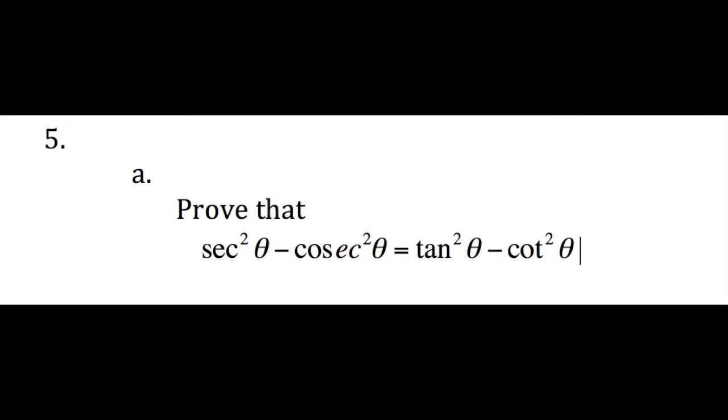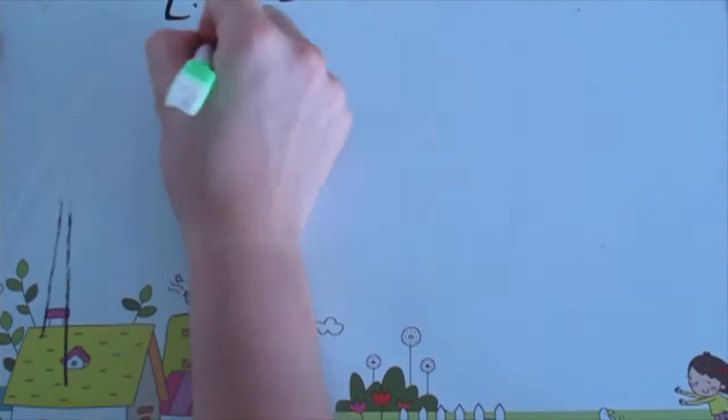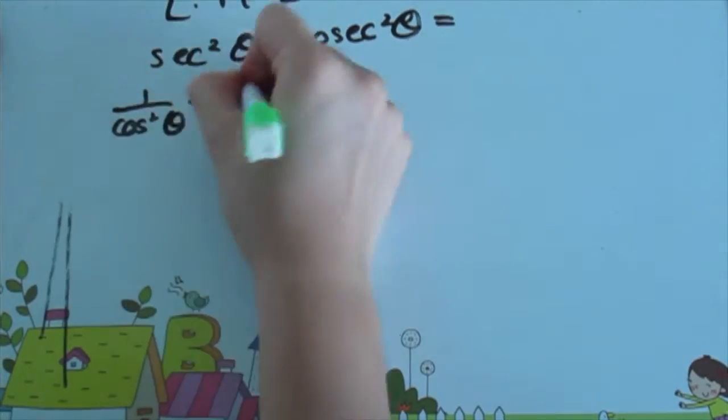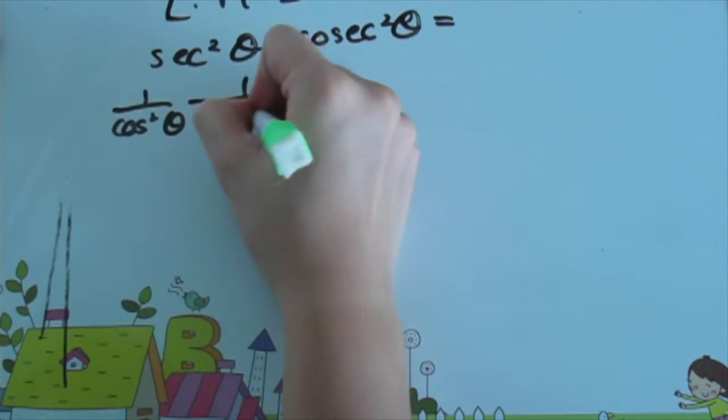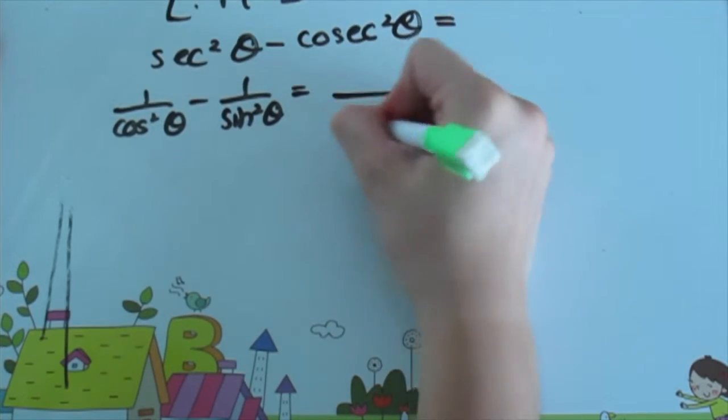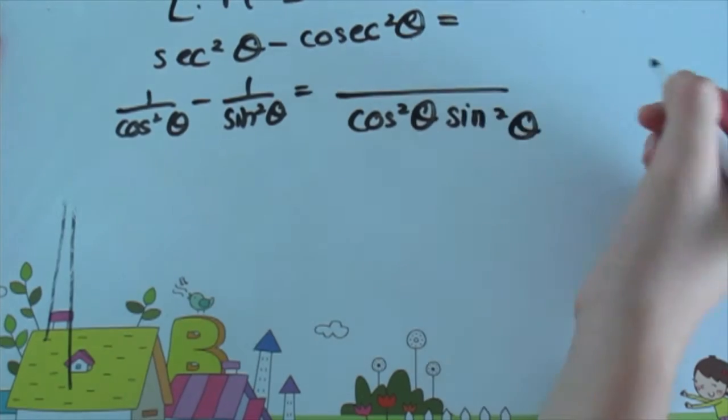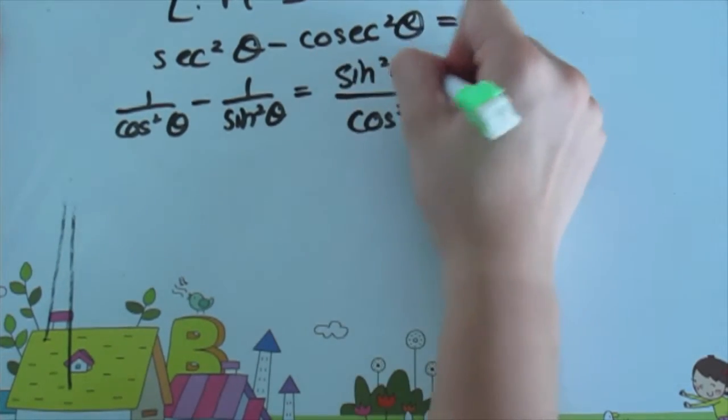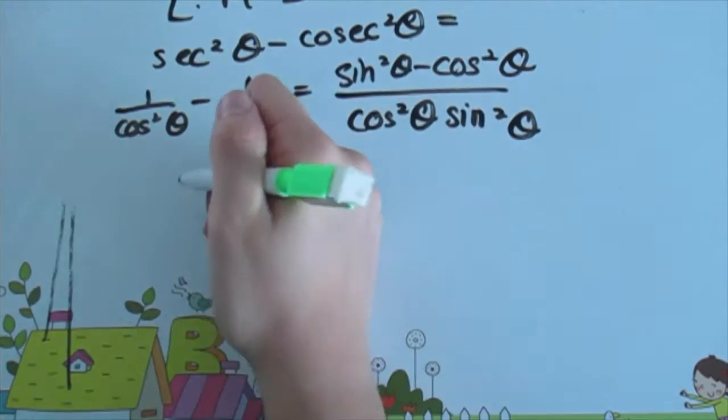This is the next question I'm going to talk about, which is also a proof question. We can begin by first breaking down the left-hand side by writing it out and transforming the secants and the cosecants into cosine and sine squared theta. Then, like any other subtraction, we make it a common denominator and expand out with the numerator.